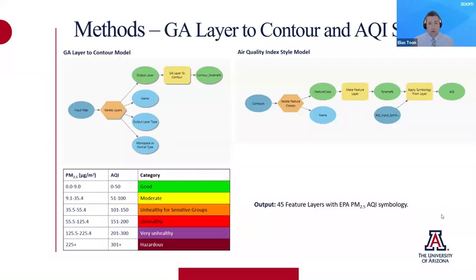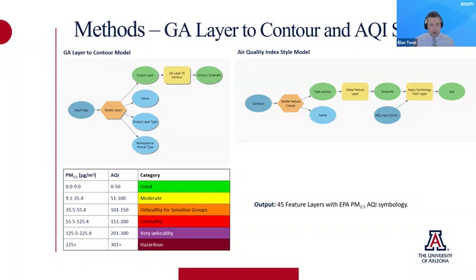After that, I had the geostatistical layers, but I needed to turn them into an animated map series. And so I used two different models here. The first was to turn the geostatistical layers into contours. And so I developed a model to iterate over the 45 different layers and generate contours for those.